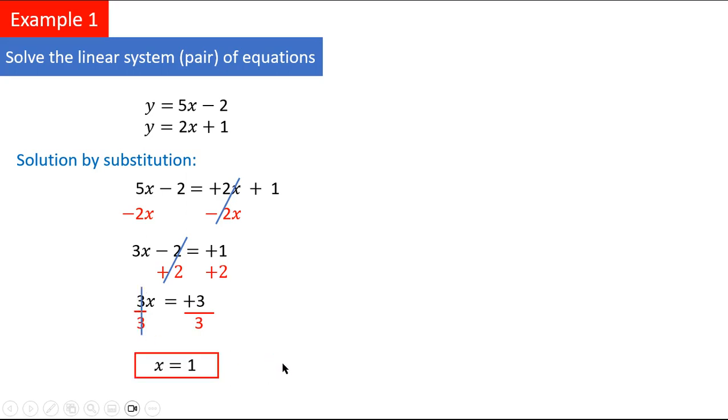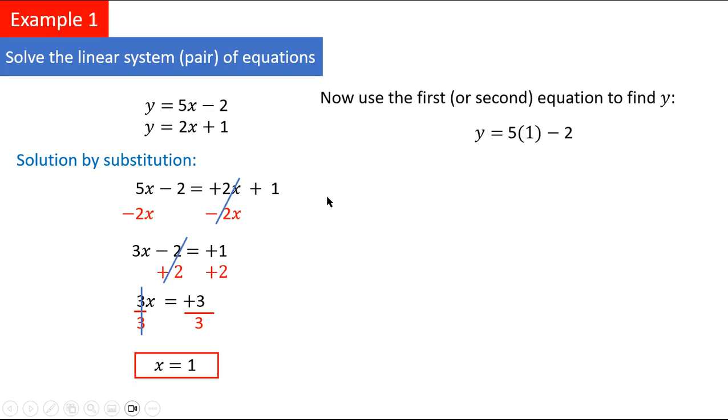Once you have a value, x is equal to 1, you can use any one of these two equations to find the other one. So here I am going to use the first one, so I put 1 here instead of x. 5 times 1 minus 2, y is equal to 3. Now, it's good practice, most of the time, to check your answers. So the answer is (1, 3).